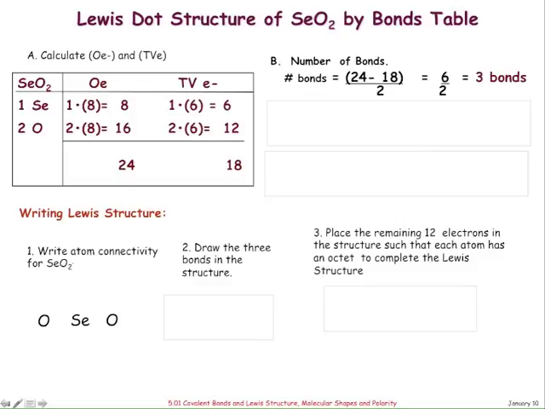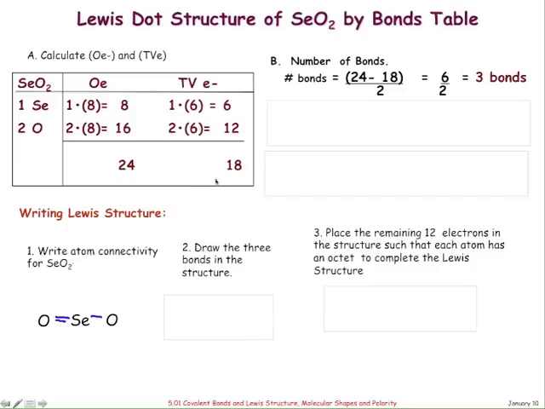So how do we draw 3 bonds? Well, the atoms that are going to be tied together are the oxygen, the selenium, and oxygen. Put 1 bond between 1 oxygen and 1 selenium, a second bond there. Where you put the third one doesn't matter. You can put it there, or you can put it here. Doesn't matter. But you need to lay down 3 bonds.